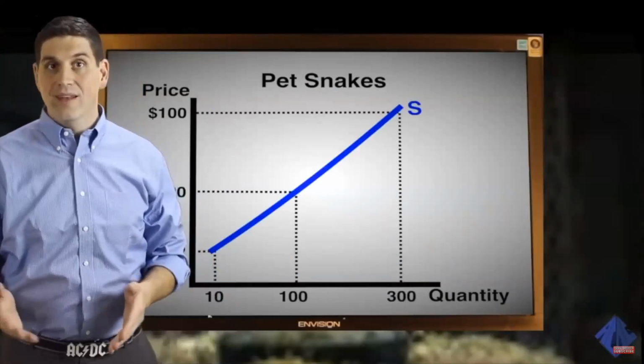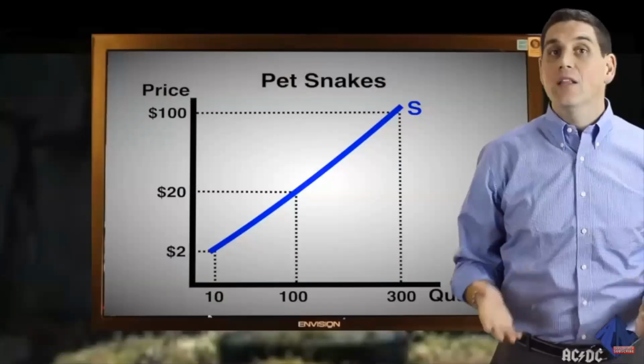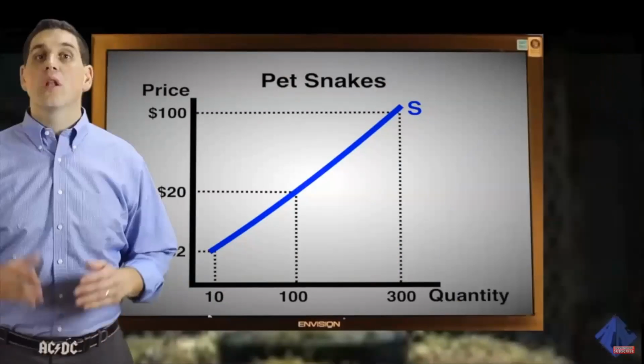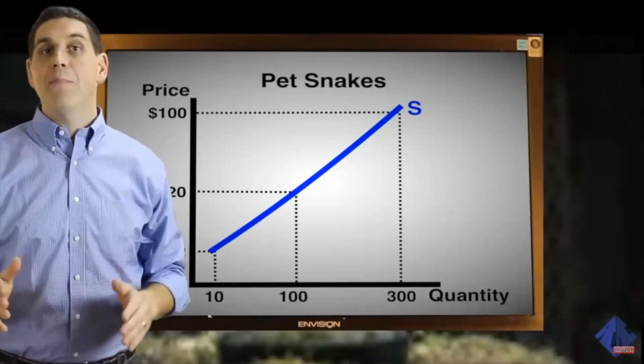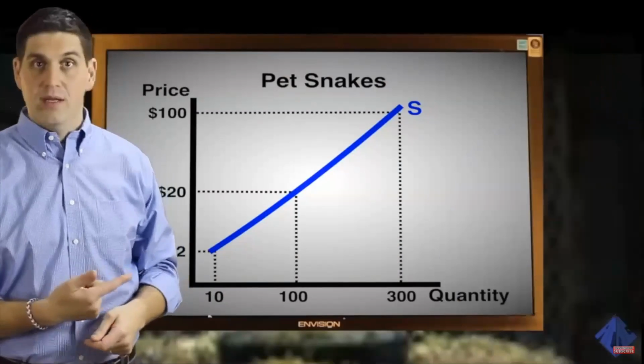The supply curve, on the other hand, is upward sloping. It takes time, energy, and money to breed, raise, and sell pet snakes. At a low price, sellers wouldn't want to sell very many snakes because it's not profitable. So at a low price of $2, the quantity supplied would only be 10 snakes. At a high price of $100, sellers would have more incentive to bring a bunch of snakes to the market.